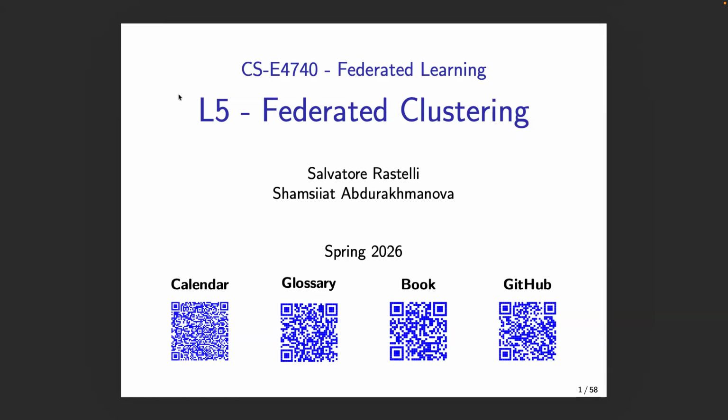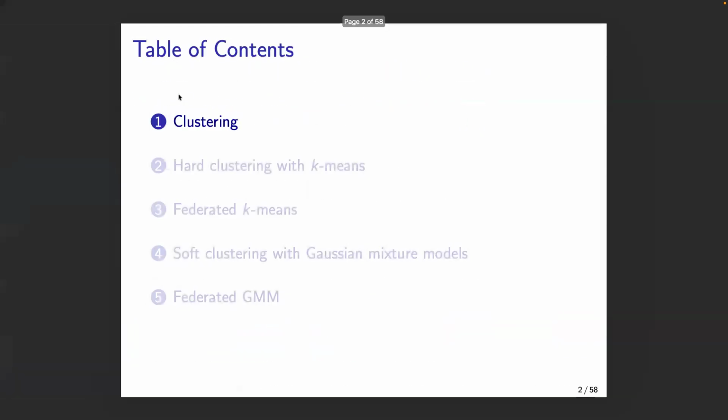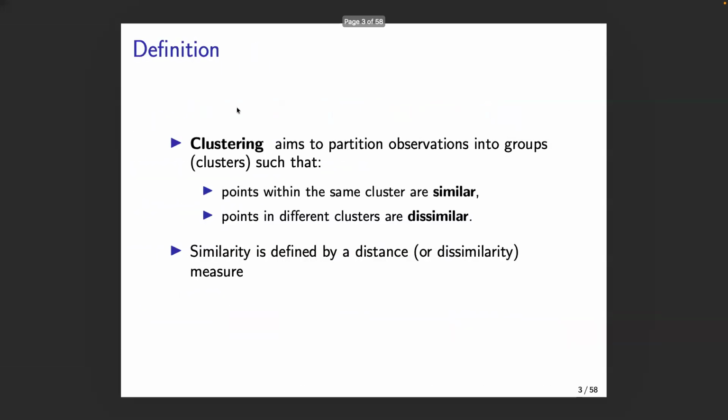We can start. So let's start with what is clustering. Clustering is an unsupervised learning technique that aims to partition observations into groups that we call clusters, such that points within the same cluster are similar, and we'll see what it means to be similar, and points in different clusters are dissimilar. Similarity can be defined by distance measures, usually, and in the example that we will see, it's the Euclidean measure.